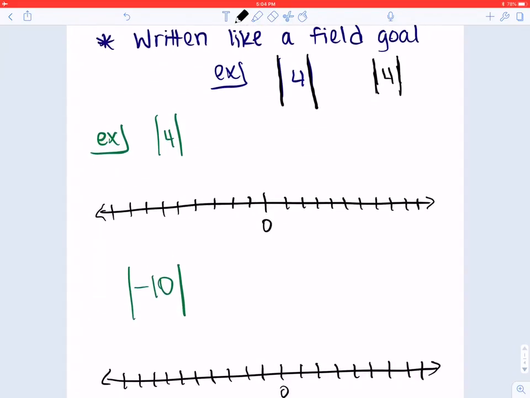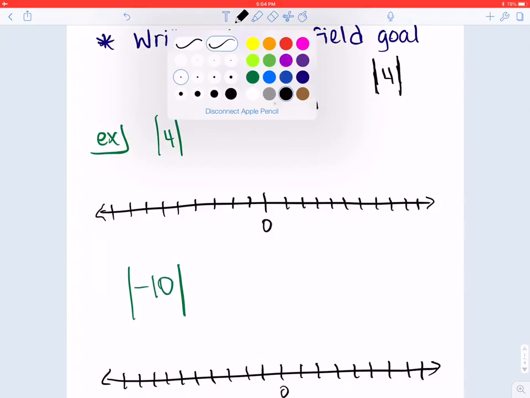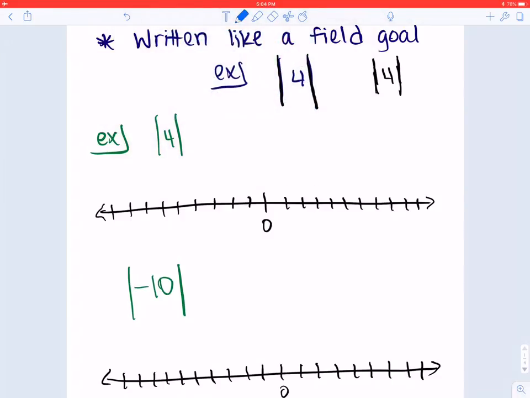So real quickly, when we're writing on a number line, we always start with 1 closest to 0. So we go 0, in the right direction is positive: 1, 2, 3, 4, 5, etc. And the left direction is negative. But again, when we start at 0, 1 comes next. So -1, -2, -3, -4.